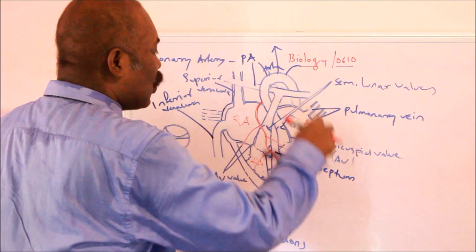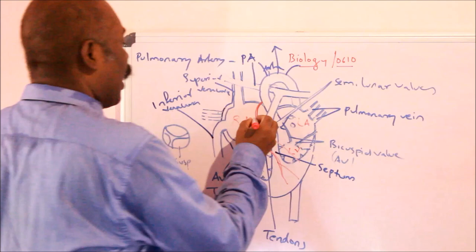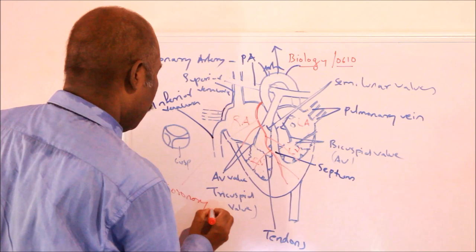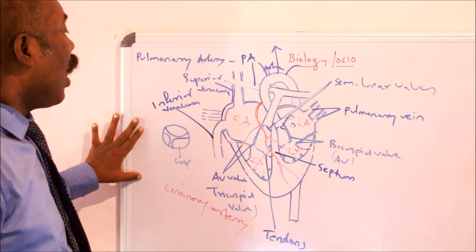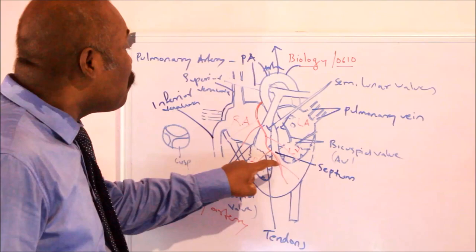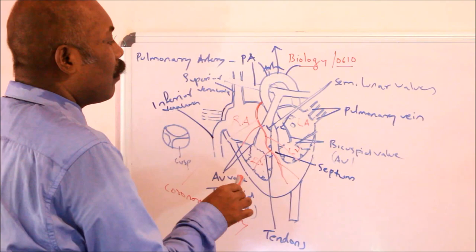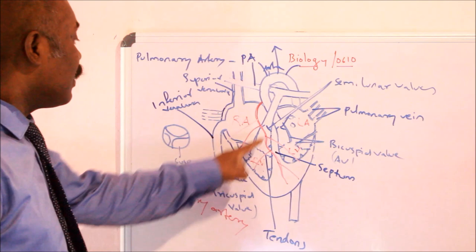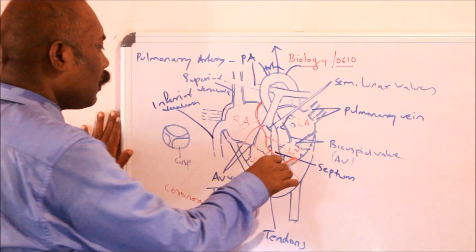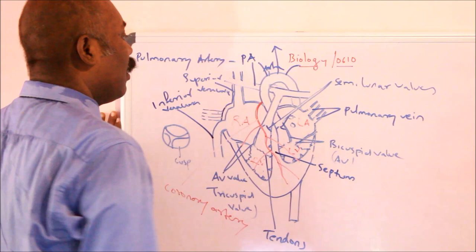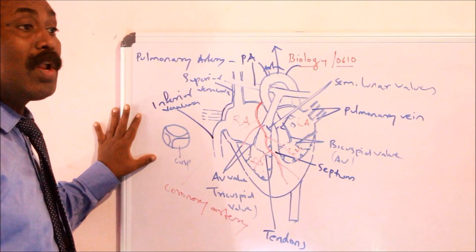So I hope you got it. This is the coronary artery. I will label it coronary artery. Coronary arteries supply oxygenated blood to the heart muscles. So that's all about the blood vessels, the different walls, then the septum, the Purkinje fibers, tendons, and the different blood vessels. That's all about the structure of the mammalian heart.